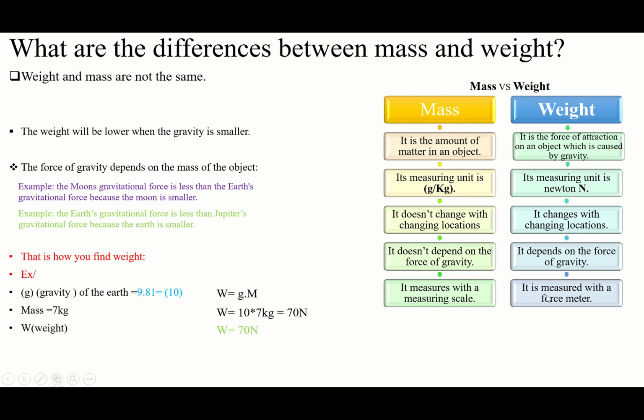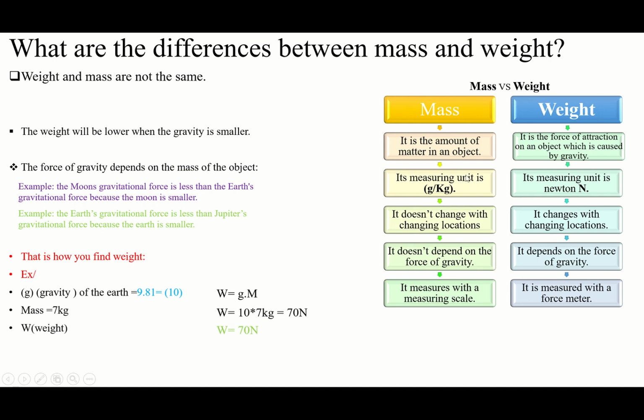for weight we are using a force meter. Okay, it's measured with a force meter. It means mass is measured by a measuring scale, but weight will be measured by a force meter. The names of the instruments are different for measuring them. So these are the five differences between mass and weight. You have to know them.